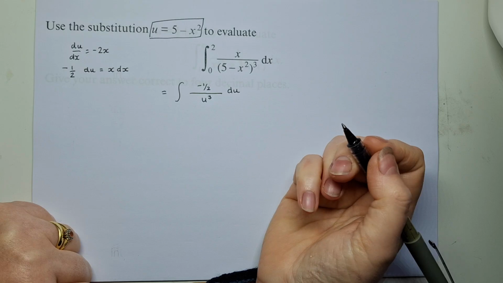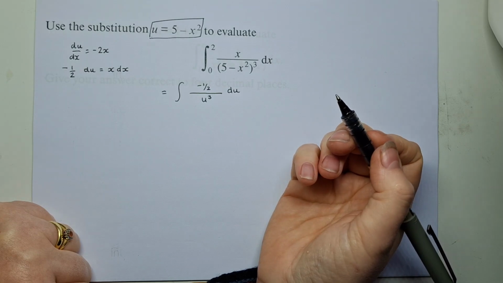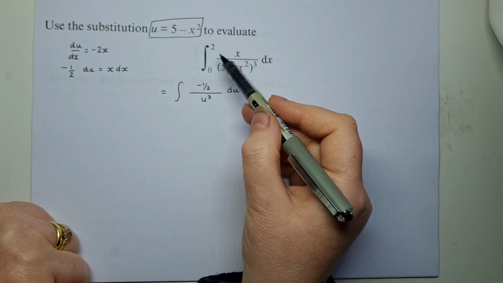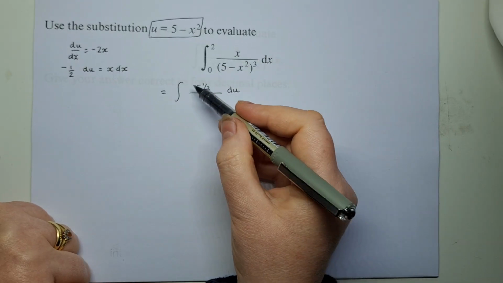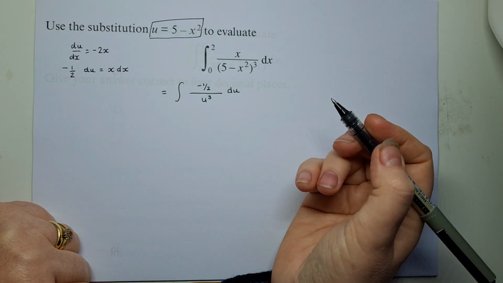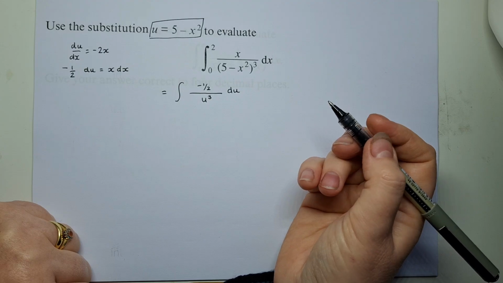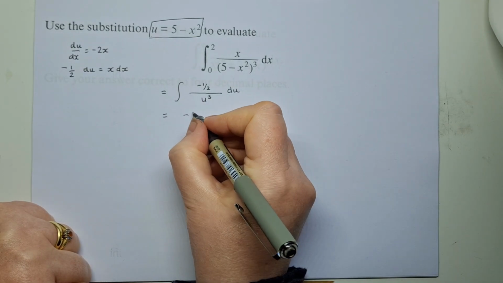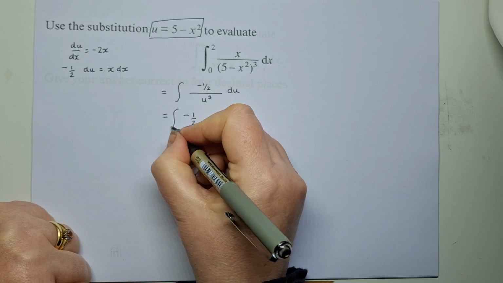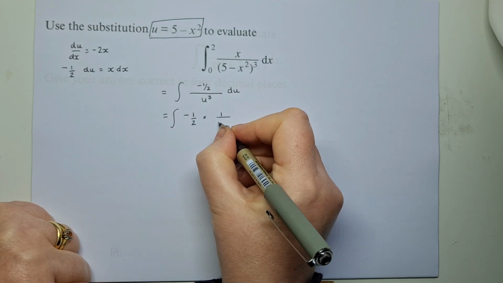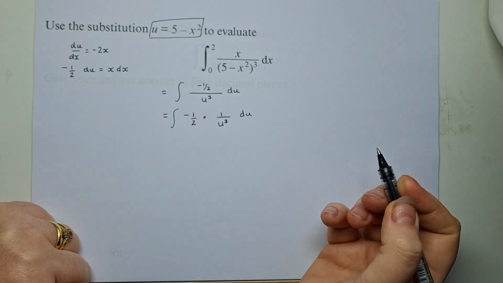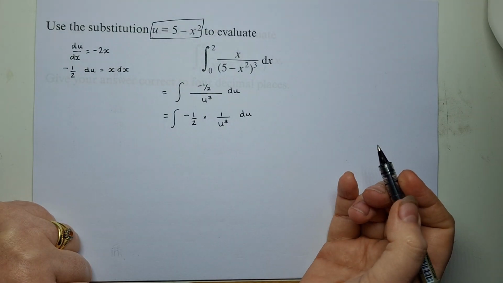Now if you were not going to change the limits, if you're going to wait till you get back to x's again and then use the 0 and the 2 as the x limits, then just don't write any limits on here. Let's suppose we do that to start with, and let's just tidy this up. We've got minus a half times 1 over u cubed du. The minus a half is just a multiplying factor that's going to be there as we integrate.